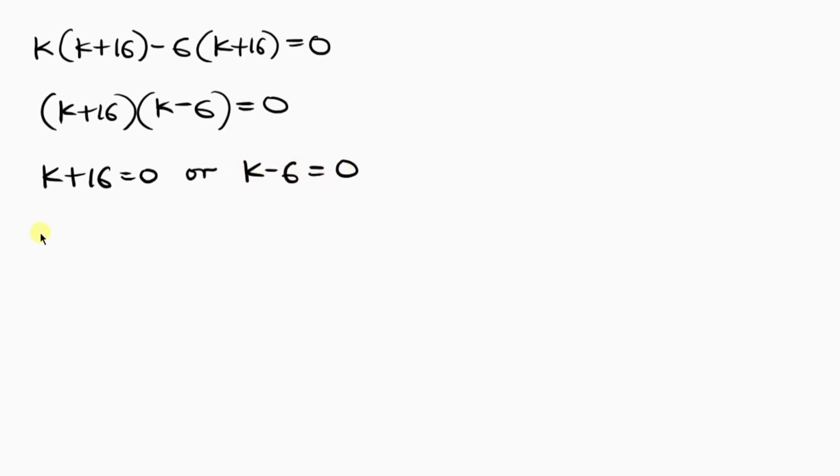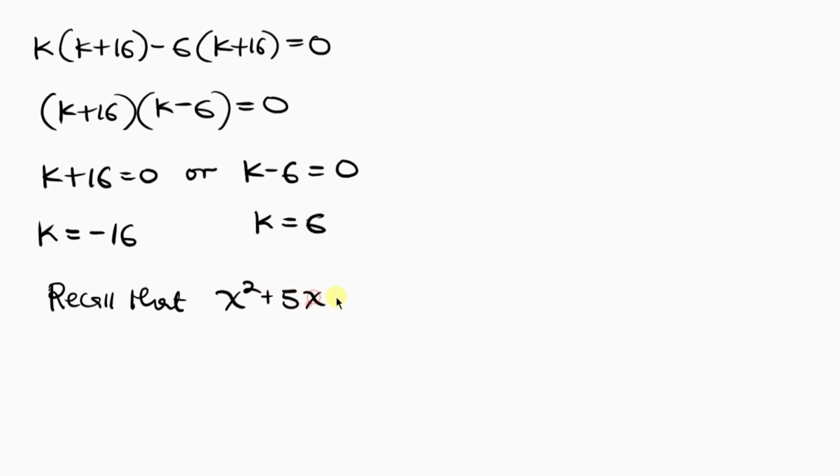So from here, I'm going to have k equal to negative 16. And from this other case, I'm going to have k equal to 6. Now recall, let me write it here. Recall that we said let x squared plus 5x be equal to k, right? Very good. So we're going to start with the first case.